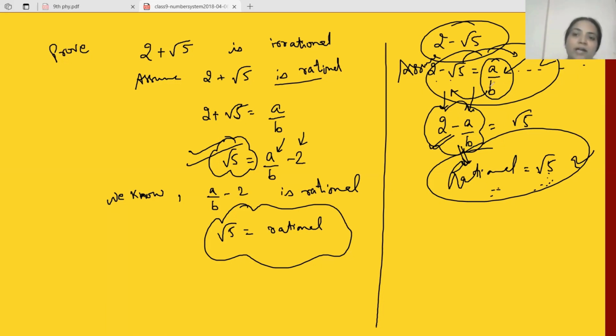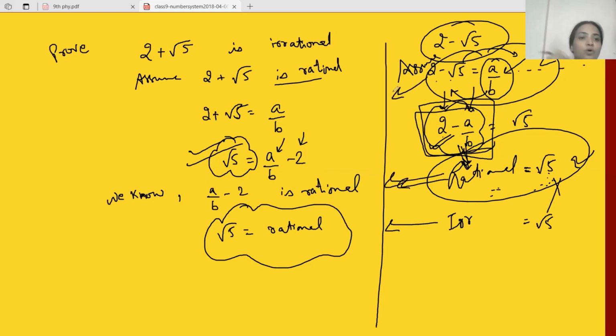So यहाँ पर when you transpose a/b to this side and √5 to the other side, you know subtraction of two rational number is always rational. So the answer to 2 - a/b should be rational, right? Now if this is rational, a rational number equals to √5 is not correct. Because √5 is irrational, you know. So your conclusion and your assumption, they are both going contrary to each other. इसका मतलब the assumption is wrong. Clear?